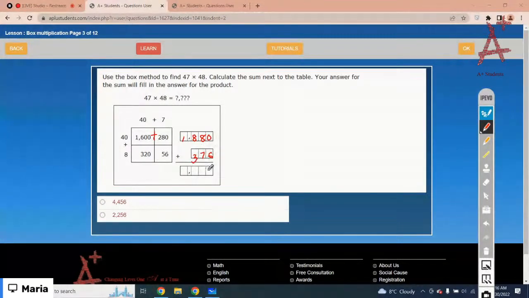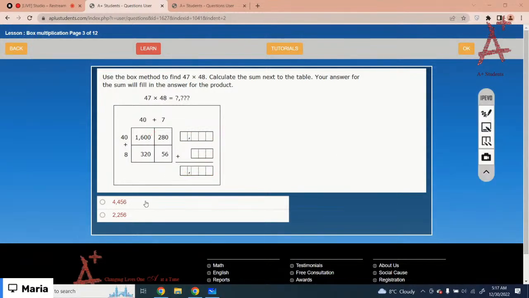So just add them. 6 plus 0 is 6. 8 plus 7 is 15. 5, 1 carry. 8 and 1 is 9, 10, 11, 12. 2, 1 carry, and 1 plus 1 is 2. It will be 2256. Got it? The second option is the correct option. It would be 2256. Got it? So just select the correct option, then click on the OK button.